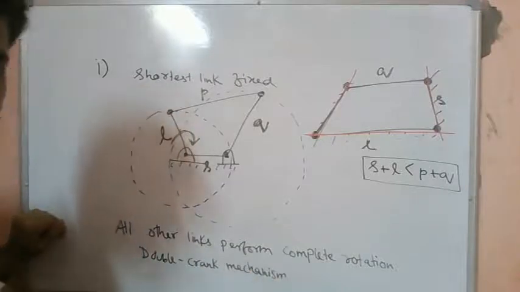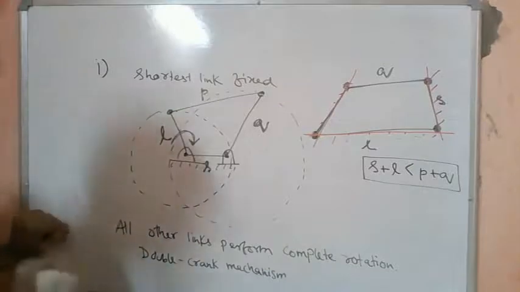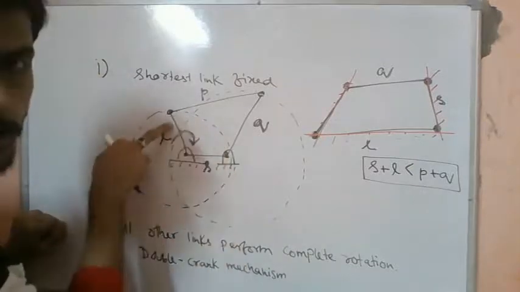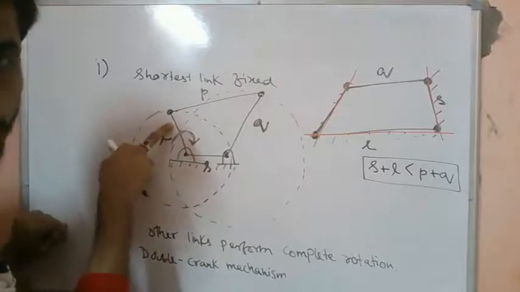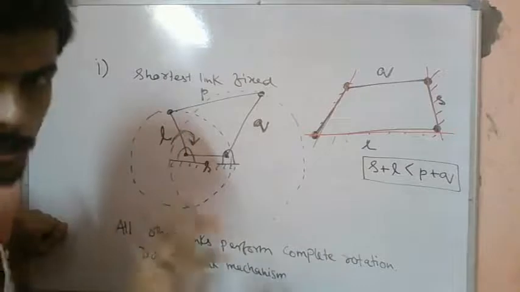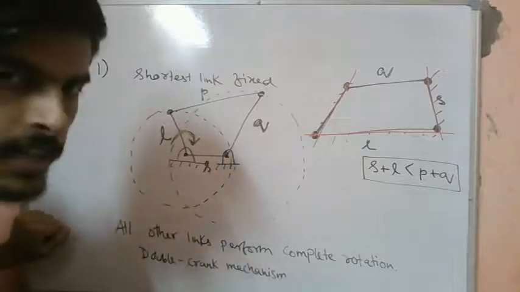Okay, so this mechanism is called a double crank mechanism. Why double crank? Because this is the input link, and the input link will be called a crank. It can perform a complete rotation. Any link which can perform a complete rotation is called a crank.